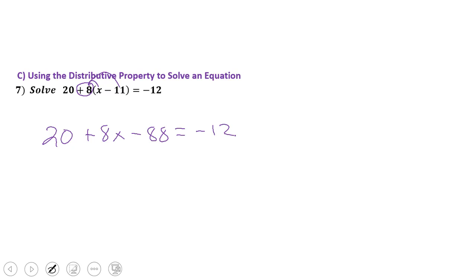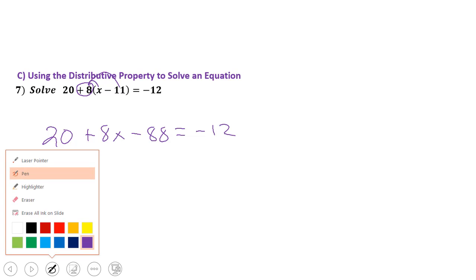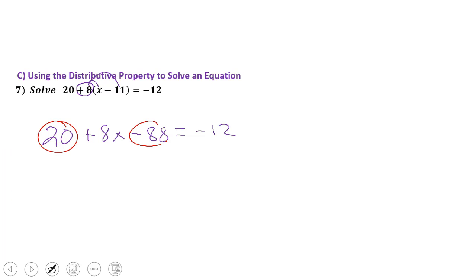All right? And so now we can combine some like terms. We recognize that we have this 20 and this negative 88 on the same side. So when we combine those, we get a negative 68. So 8x minus 68 is equal to negative 12.